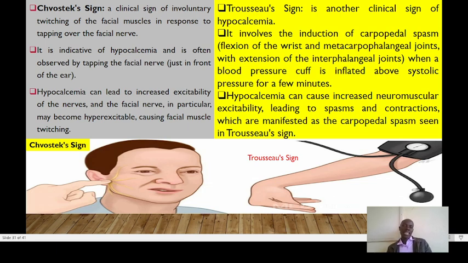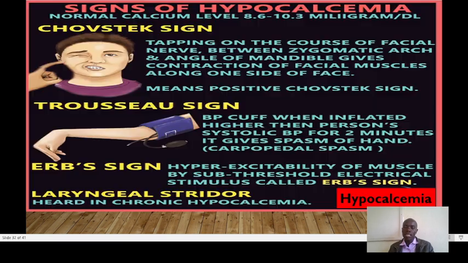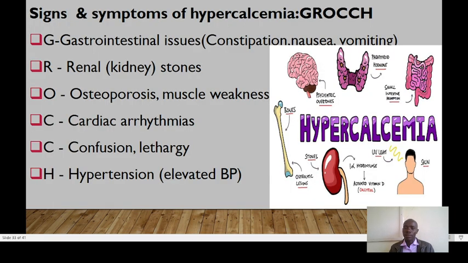As for the Trousseau sign, this is of course another sign of hypocalcemia, but it involves induction of carpopedal spasms. That is the flexion of the wrist and metacarpal joints with an extension of the interphalangeal joints when the BP cuff is inflated above your systolic pressure for like 2 to 3 minutes. So hypocalcemia could cause this increased neural excitability leading to spasms, and this is what is being demonstrated in this case. The others could have laryngeal stridor and the Chvostek sign for that case.